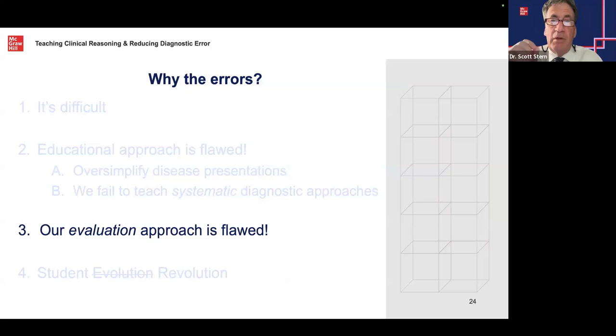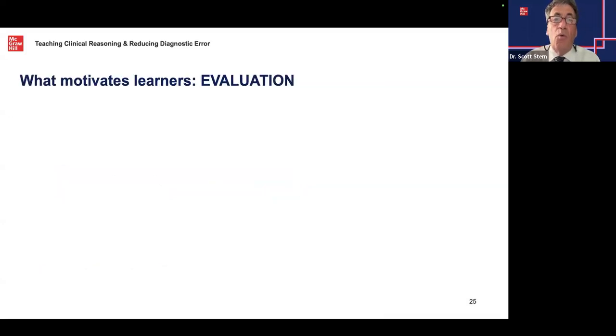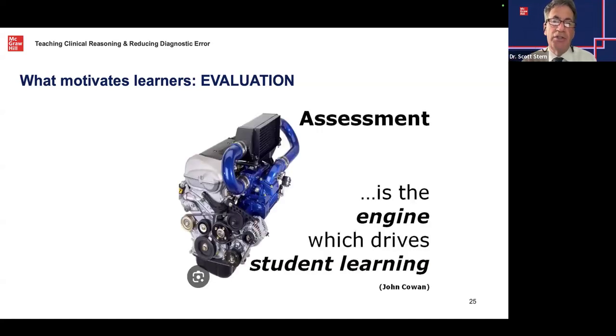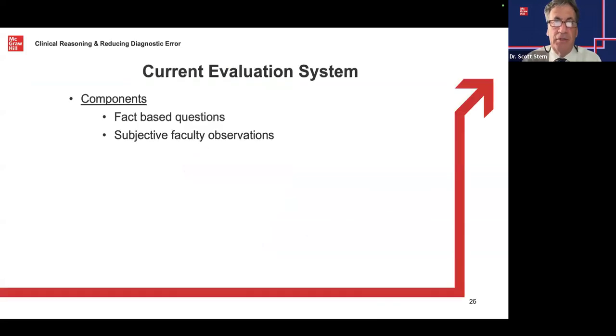So that's another problem that we don't teach these systematic approaches. But in addition to our teaching problems, we have evaluation problems. So what we all know is that what motivates learners is evaluation. There's no question. And as John Cohen said, assessment is the engine which drives student learning. And all we have to do is remember that the boards part one just went from a score to pass/fail because all the students were doing was studying for boards part one. So no matter what we say to them, it's all about our evaluation.